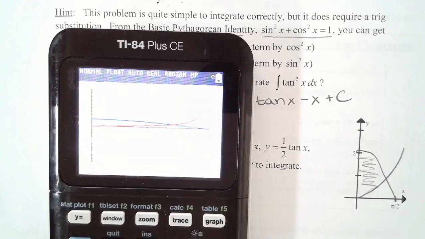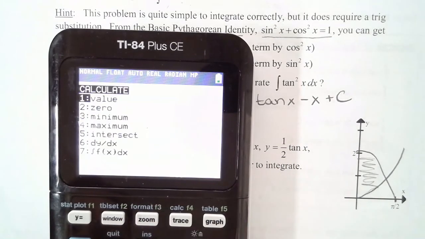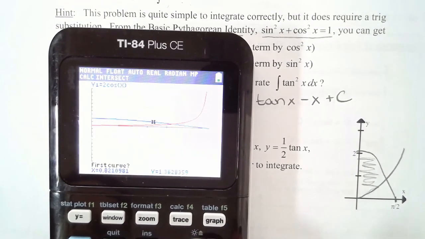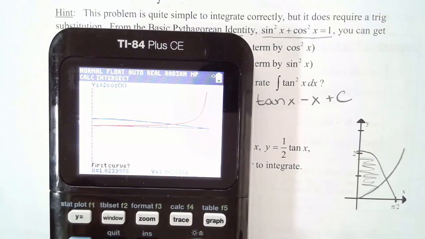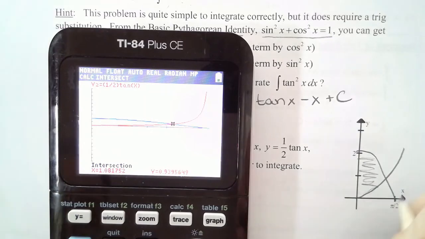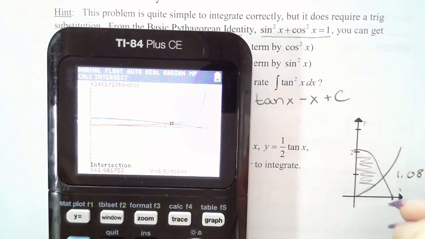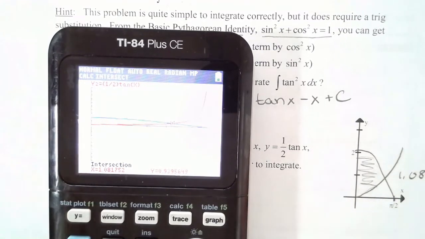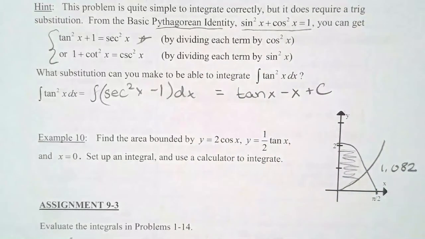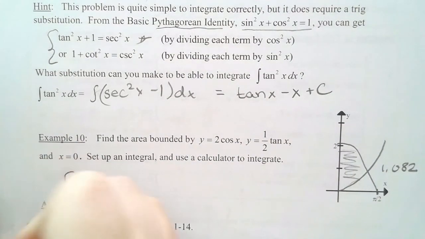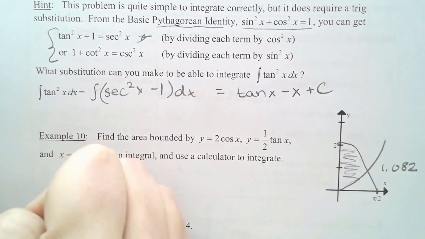And then we see where it intersects, right guys? Right there. So I'm going to go second trace, intersect, go close to it, 1, 2, 3. So the intersection, don't forget to go 3 decimal places, is at 1.082. Alright, so all we're doing is setting this up, guys. So we have from 0 to 1.082.